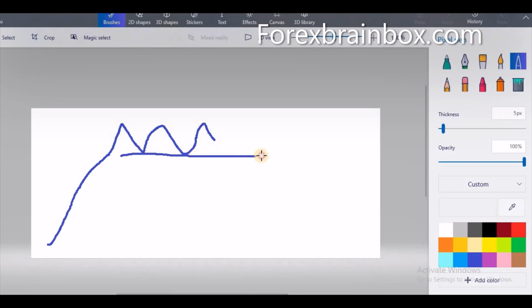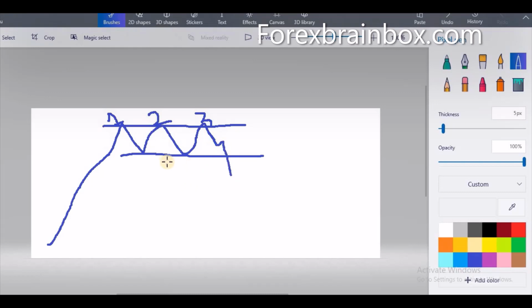Okay, so this is going to be your first top. This will be your second top, and this will be the third top. As you can see, the market could not break the previous high. This level, the market could not break the previous high, and there you go.